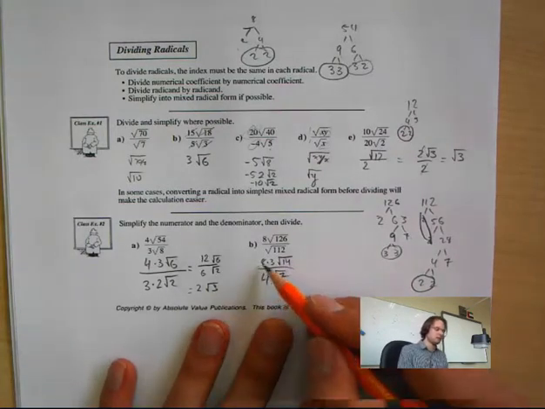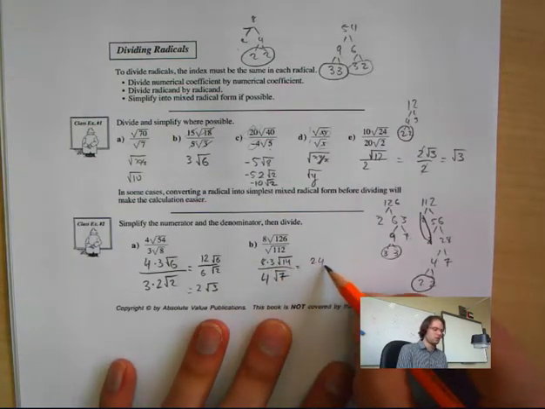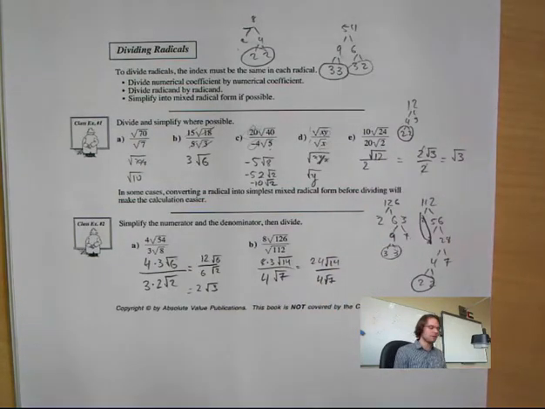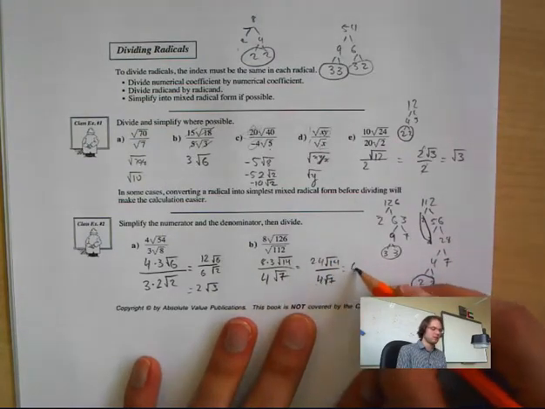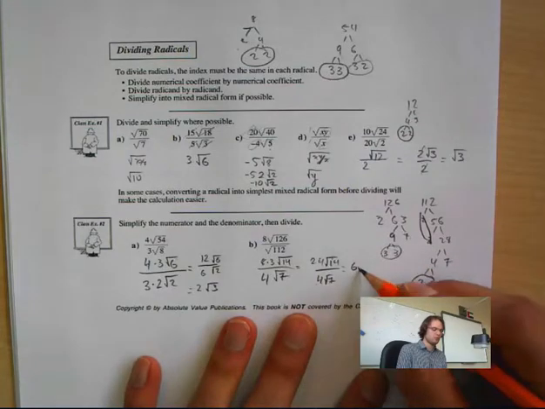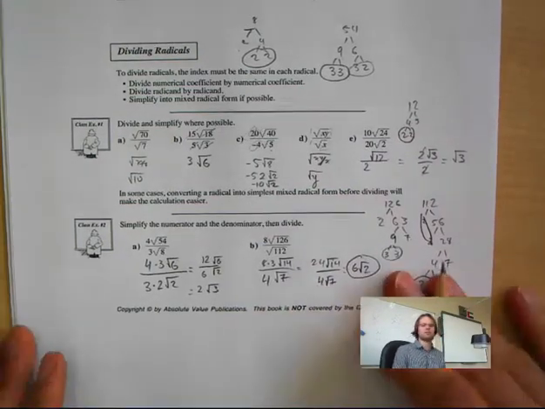Now, dividing this, I'm going to get root 14 all over 4 root 7. So if I divide our coefficients, I'm going to be left with 6, and we divide those, root 2. That is my answer. Okay?